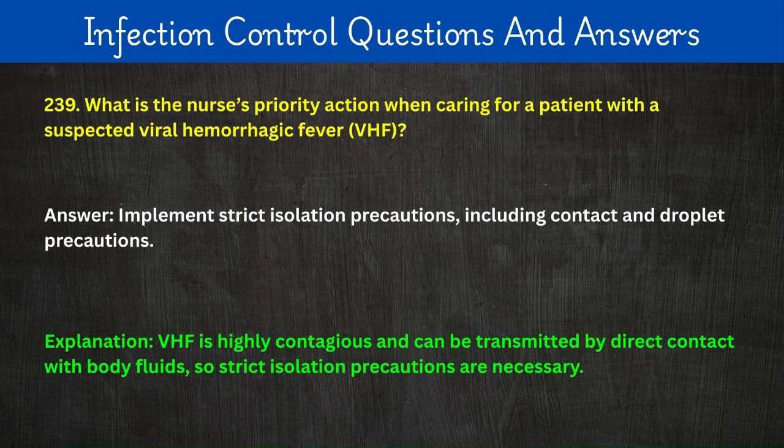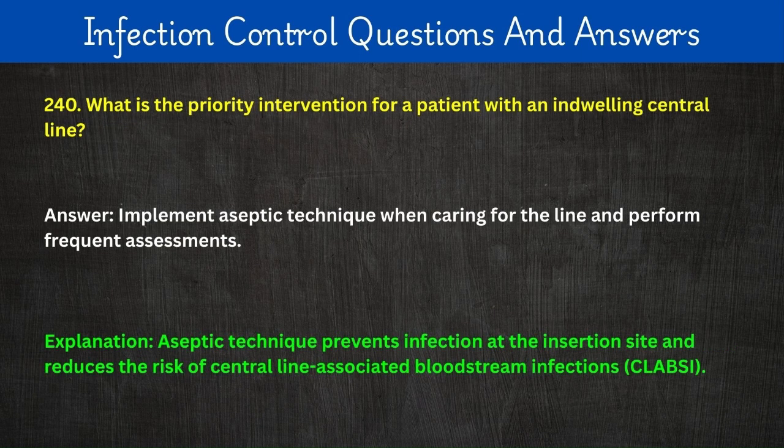Answer: implement strict isolation precautions, including contact and droplet precautions. Explanation: VHF is highly contagious and can be transmitted by direct contact with body fluids, so strict isolation precautions are necessary. 240. What is the priority intervention for a patient with an indwelling central line?